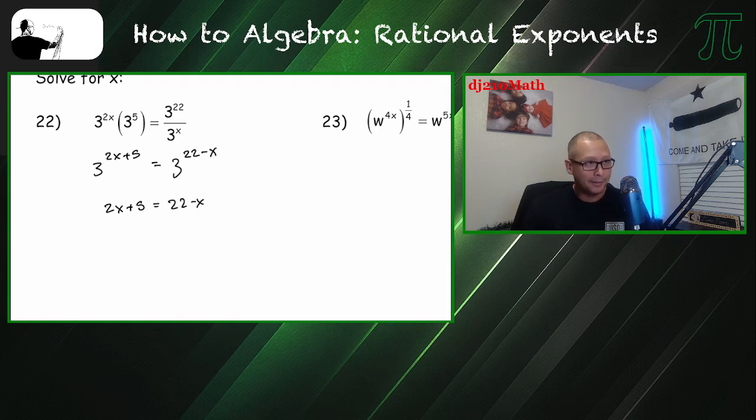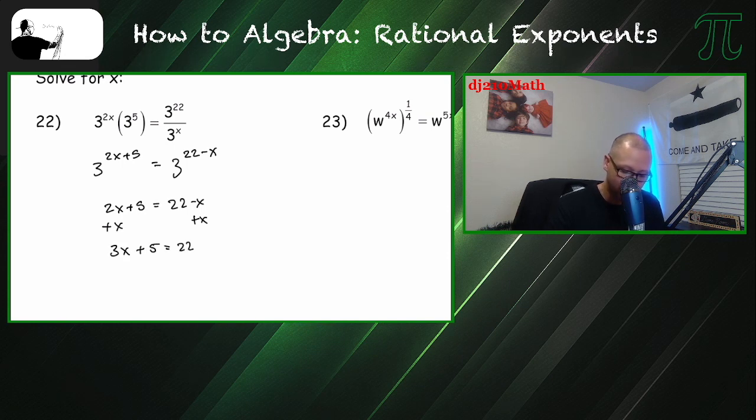And this is just your basic one variable problem, right? So I'm going to add x to both sides. 3x plus 5 equals 22. I'm subtracting 5 from both sides. 3x is equal to 17. Last step, we see that x is equal to 17 thirds.